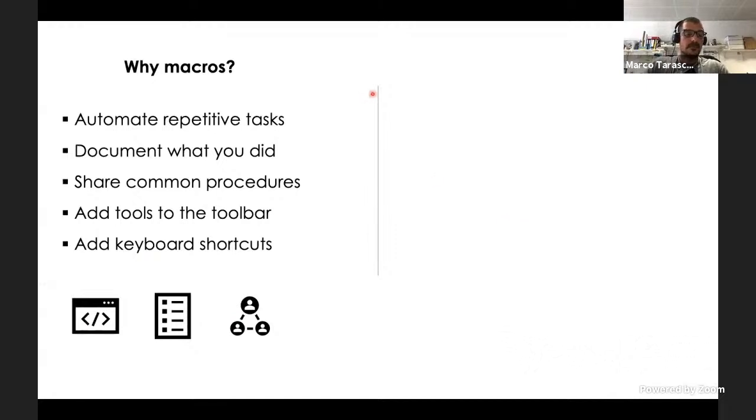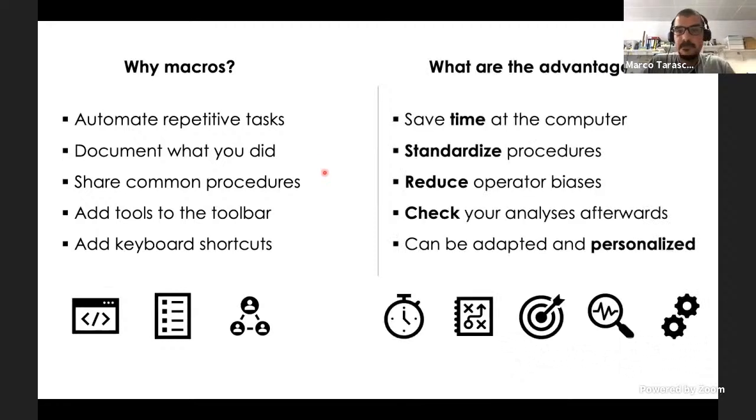But why macros? Well, first, to automate repetitive tasks. They can also be used to document what you do, and of course to share common procedures with your colleagues or other lab members. But most importantly, they save the time that we spend at the computer doing manual analysis. They can standardize procedures and protocols, and they also reduce operator biases. They allow us to check our analysis afterwards to see if indeed the measurements were well done. And they can also be adapted and personalized.